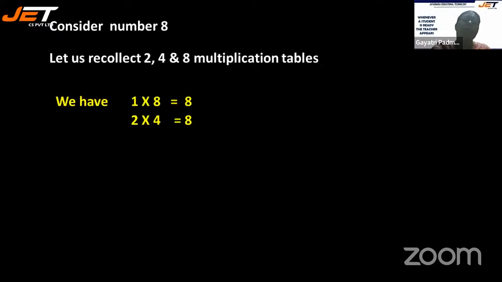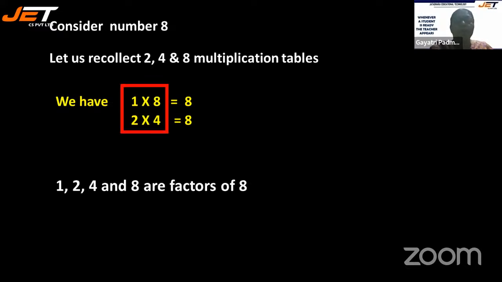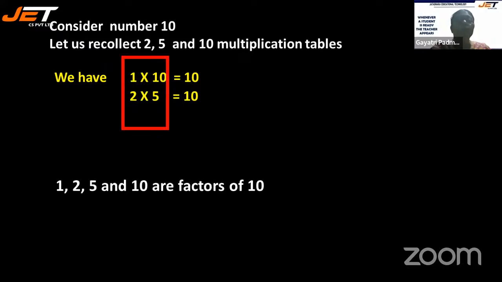Now consider the number 8. Let us recollect the 2, 4, and 8 multiplication tables. Here we have 1 into 8 is 8, 2 into 4 is 8. So 1, 2, 4, and 8 are the factors of 8. Let us consider the number 10. Now let us recollect 2, 5, and 10, because only these numbers will go in 10. So 1 ten is 10, 2 fives are 10. Therefore, 1, 2, 5, and 10 are the factors of 10.